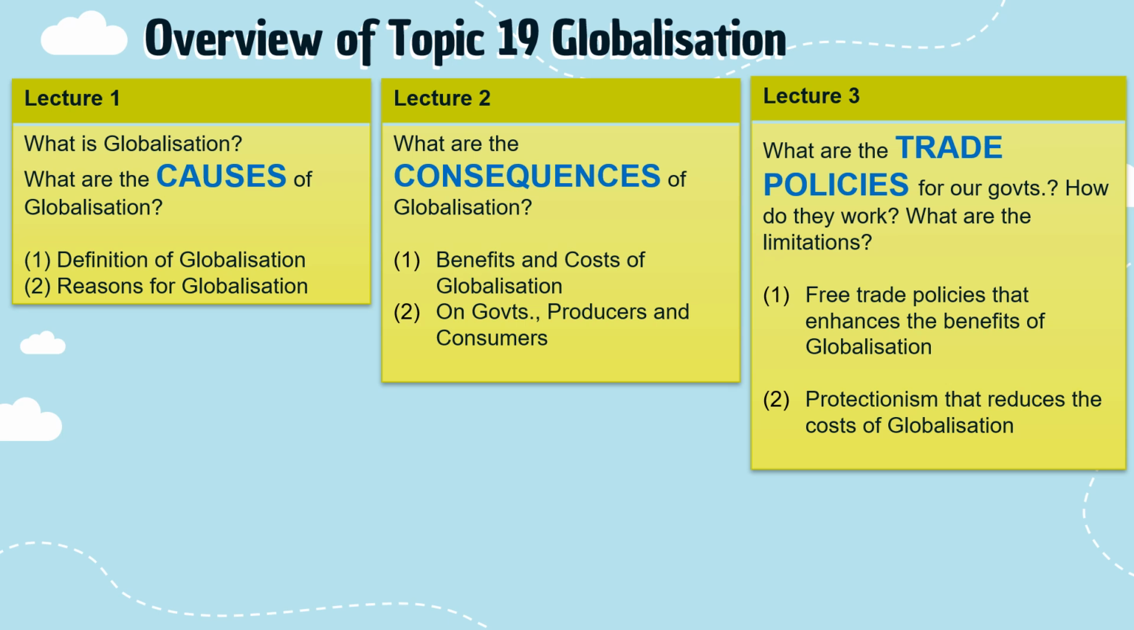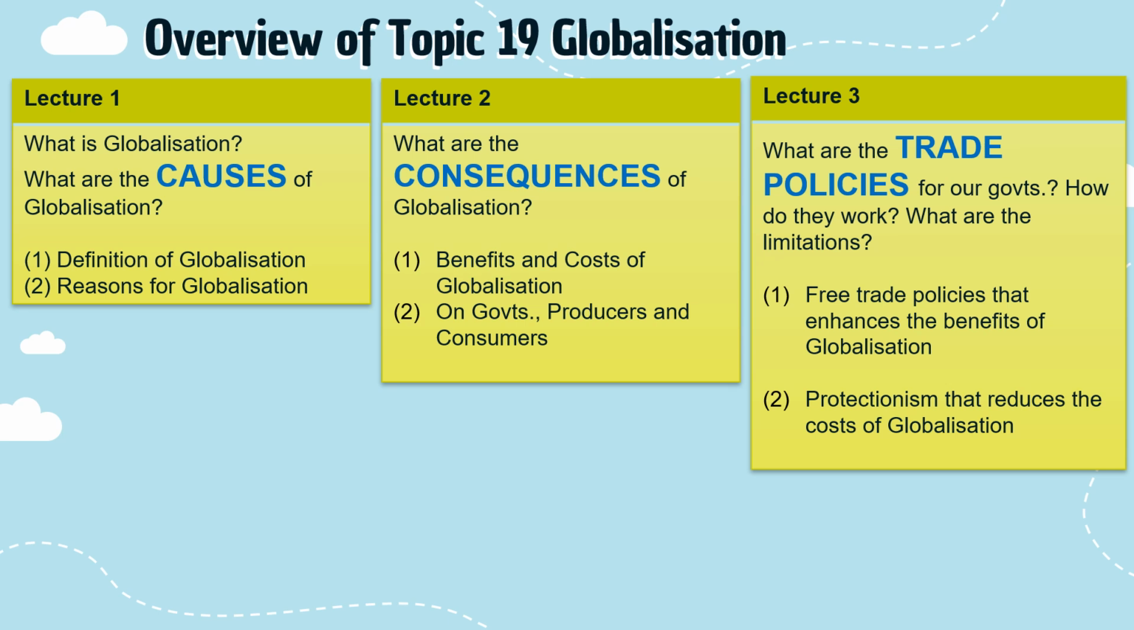Now, this is the overview of topic 19, Globalization, International Trade, and Economic Cooperation. It is split into 3 lectures based on a very familiar framework that we have been using in the study of macroeconomics. It is the causes, consequences, and policy framework. In lecture 1, we will answer 2 questions. What is globalization? What are the causes of globalization? Under this lecture, you will learn the definition of globalization and the reasons for globalization. In lecture 2, we are going to answer one big question. What are the consequences of globalization?